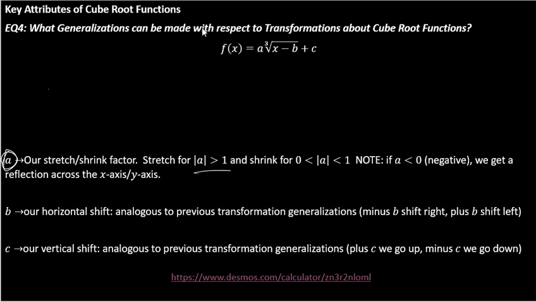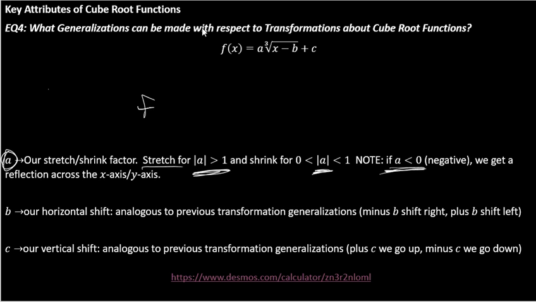When our absolute value of A is larger than 1, it's a stretch. When our absolute value of A is in between 0 and 1, in other words, if we have a fraction, we have a shrink, meaning that we're getting compressed, right? And if A is negative, we're going to get a reflection across the X or the Y axis. Well, why would I say the X or the Y axis?